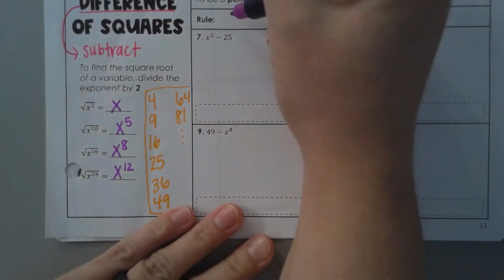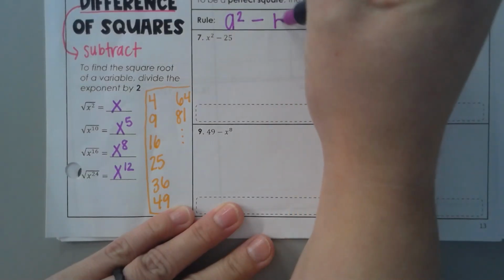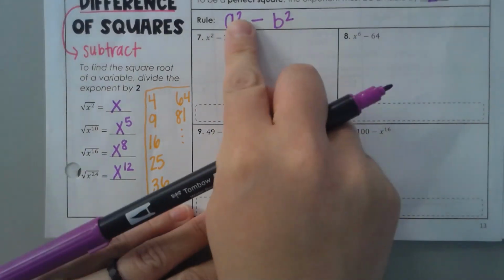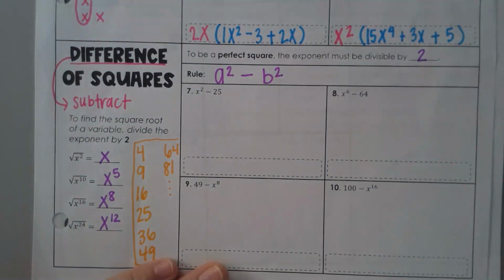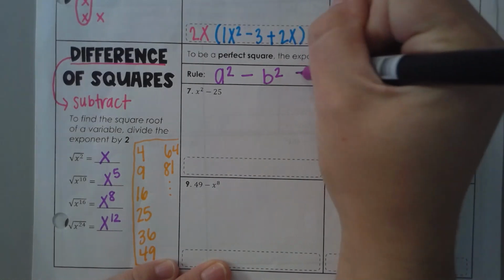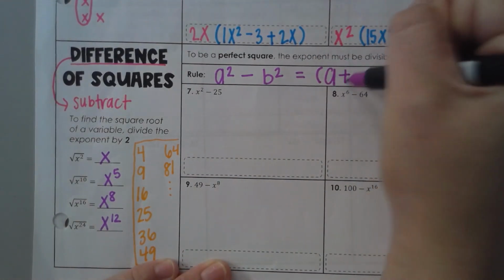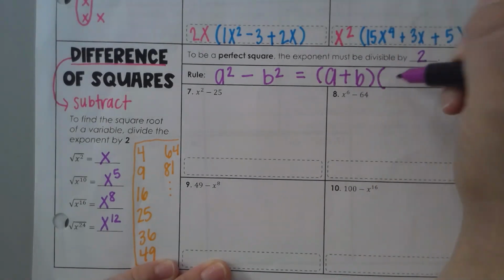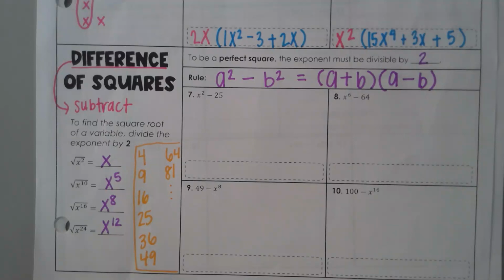So if I have a squared minus b squared, I have 2 different squares and I'm subtracting them. Here's the rule. In one parenthesis, it's a plus b, and in the other, it's a minus b. And I will explain that with an actual example. It'll make it easier.